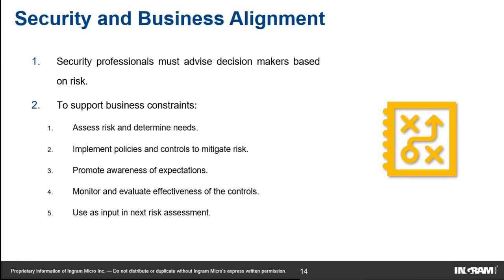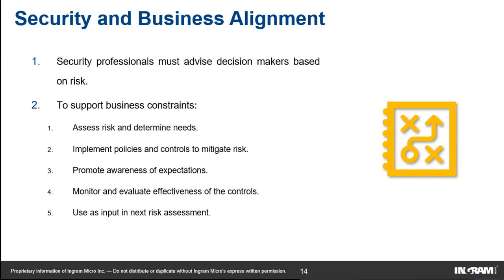And they have to support business constraints, as I mentioned earlier, right? So it's not only about assessing risk and advising the decision makers on what to do and getting investment. It is also about implementing policies, governing over them, creating awareness of expectations, rating the awareness. That is one of the very key things. So when we say monitor and evaluate effectiveness of controls, we are not only talking about technical controls, we are talking about process controls as well as people controls.